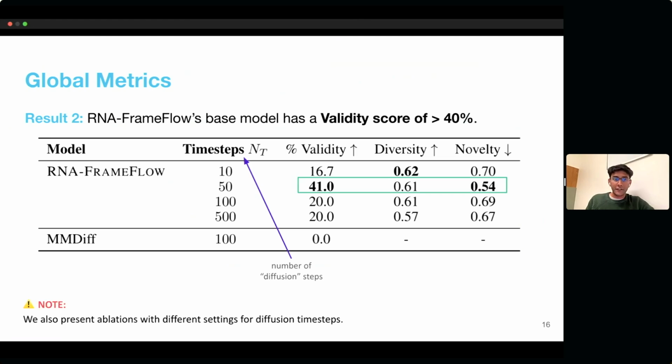We present further ablations in our paper, so definitely do check that out. We try out different settings for RNA-FrameFlow. We play around with the hyperparameters, and we try to give you the best model, which is open source, by the way, and I'll get to that soon.